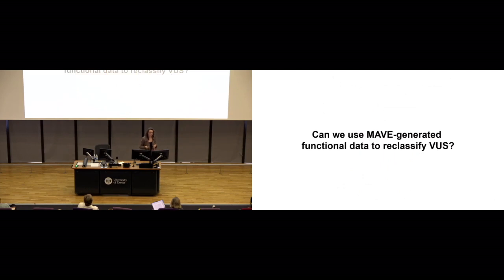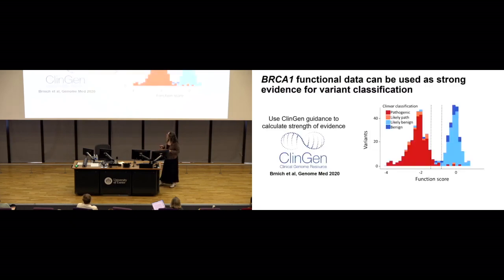And I told you that we wanted to use this data to reclassify variants of uncertain significance. So how did this data perform? Well, it does pretty well. So we use a Bayesian framework. ClinGen, which is an NHGRI consortium, kind of makes the rules for how you can translate this data into evidence for clinical variant interpretation. So following their guidelines, we used a Bayesian framework that quantifies how well an assay is able to separate the known benign variants from the known pathogenic variants.